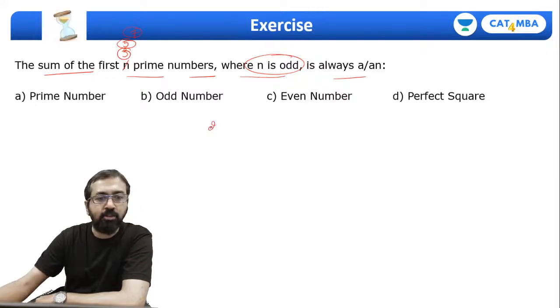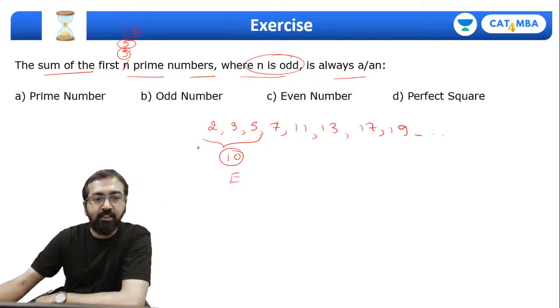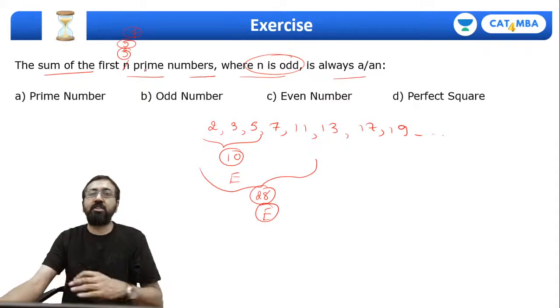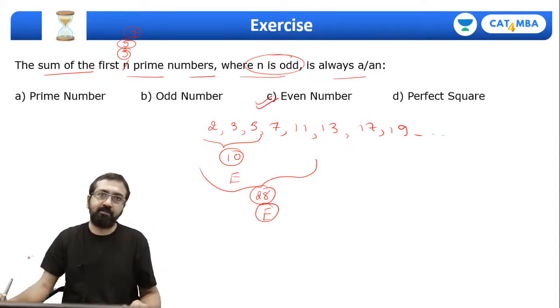So let me first write down the prime numbers: 2, 3, 5, 7, 11, 13, 17, 19, and so on and so forth. Now if I take the first 3 prime numbers, can I say 2 plus 3 plus 5 is going to be 10. So it's an even result, right? Same way, if I take the first 5 prime numbers up to 11, this is 10 plus 7, 17, plus 11, 28. Again, this 28 is the result, so it's going to be even. In fact, if you take the sum of the first n prime numbers where n is odd, the result is always even. It's as simple as that.